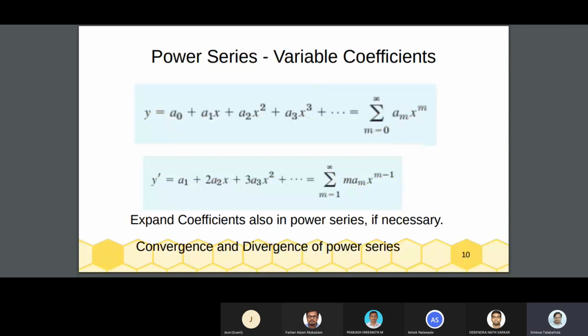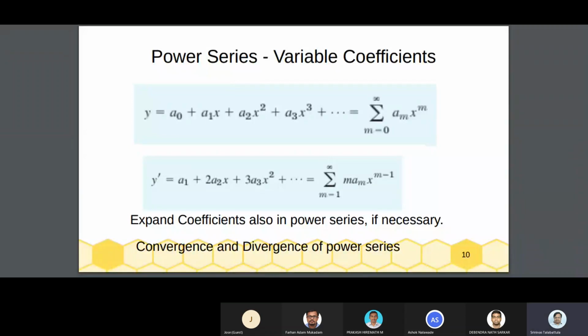But in general, it is applicable to variable coefficients. I'm now talking about differential equations with variable coefficients. Second order, third, nth order also it is all right. But let us focus on the second order differential equations. First order also it is okay. But many people, you don't need to worry so much for the power series.